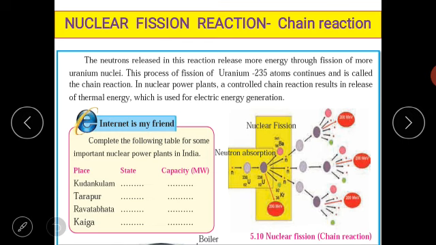Very simple. A neutron is bombarded on uranium 235. Uranium 235 becomes unstable due to absorption of the neutron and is converted into isotope 236. This unstable uranium 236 is converted into 2 atoms, barium and krypton, and also releases 3 neutrons. These 3 neutrons again react with 3 new atoms of uranium 235, and the reaction keeps on continuing. This is called the nuclear fission reaction.